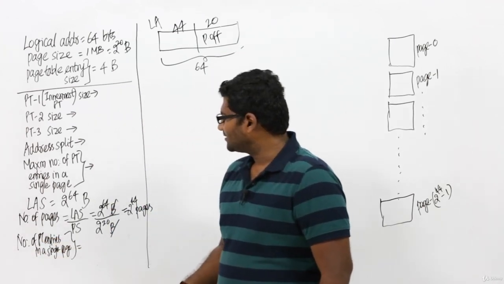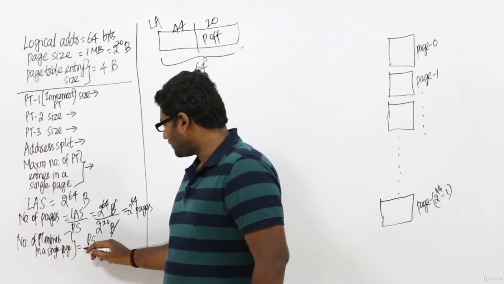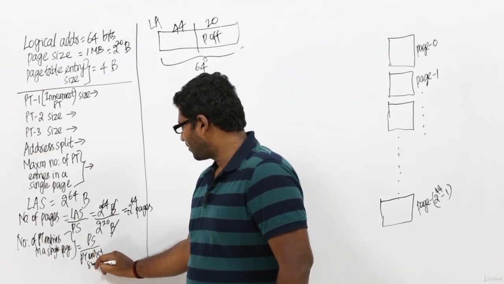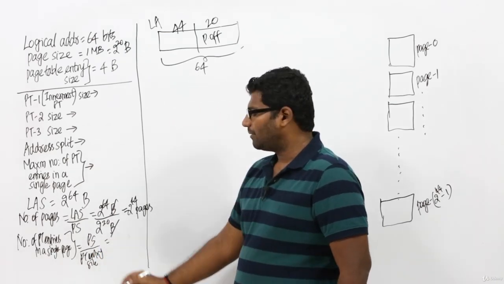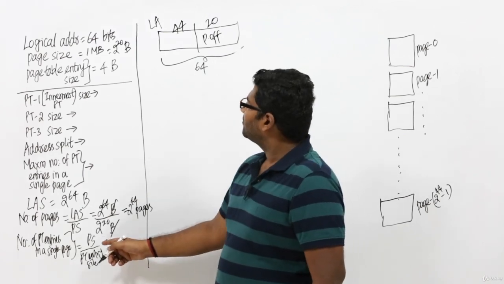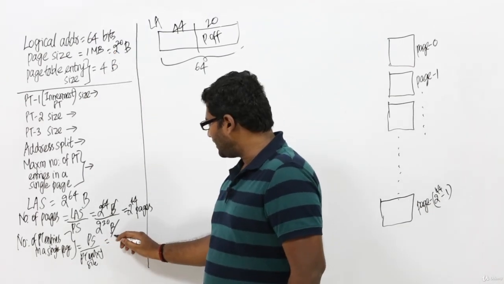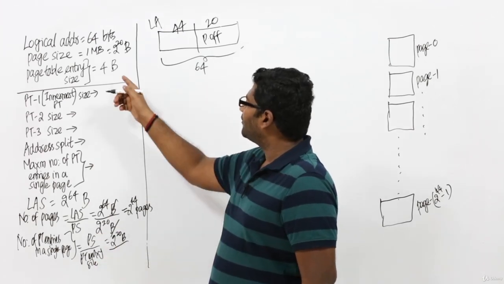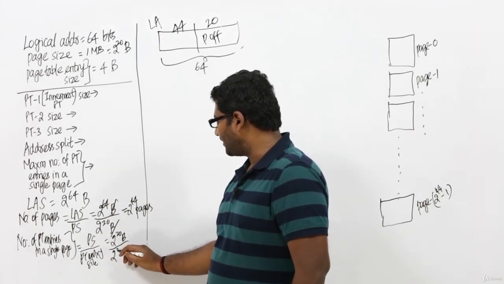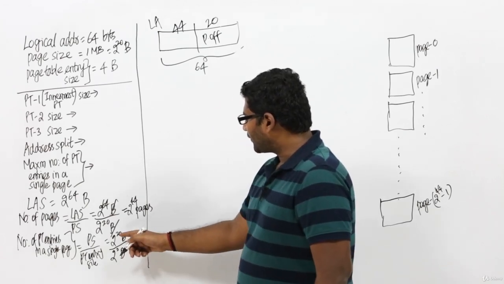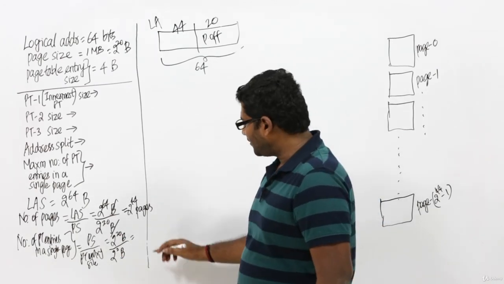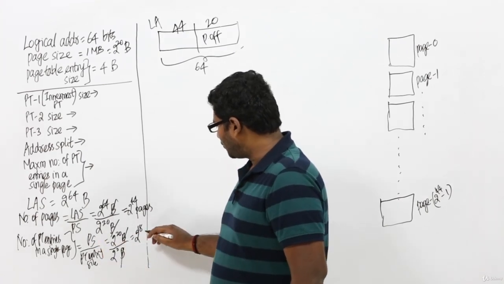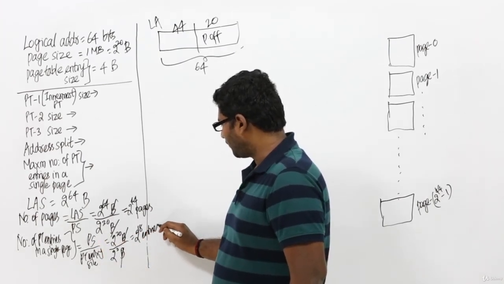The formula for this is page size divided by page table entry size, right? Page size divided by page table entry size. Now they have given that page size equal to 2 power 20 bytes and page table entry size is nothing but 4 bytes. I can write it as 2 square bytes. Fine. 2 power 20 divided by 2 power 2 is nothing but 2 power 18. Bytes and bytes are getting cancelled. So 2 power 18 entries.